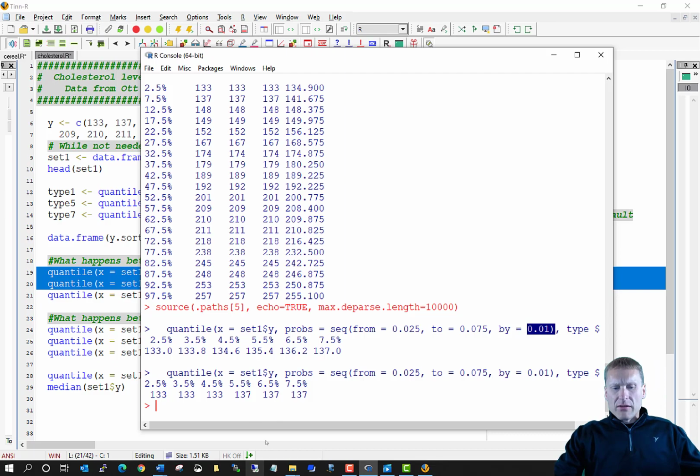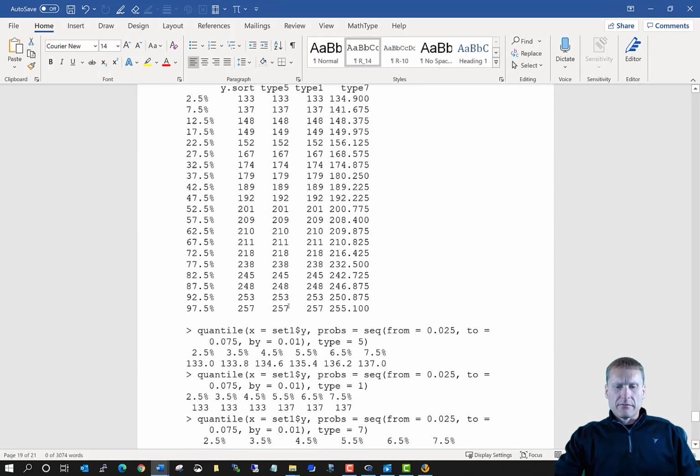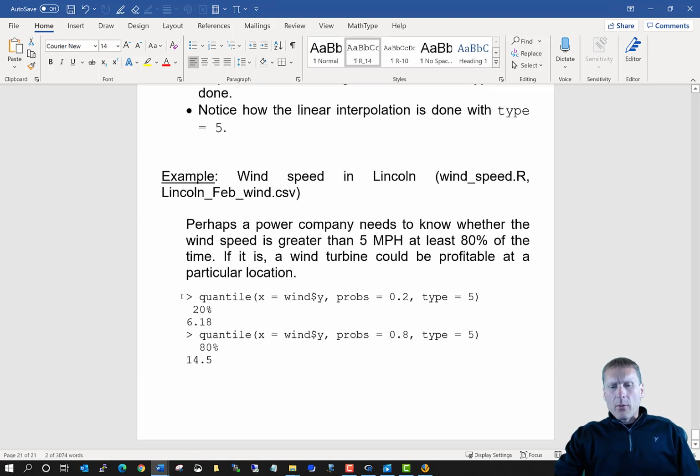Okay, so lastly, this is on page 21. Suppose you're in a situation with this wind speed data set. You're working for a power company, a utility company, and suppose the company needs to know whether the wind speed is greater than 5 miles per hour at least 80% of the time. They need to know that in order to decide if they want to put a wind turbine in a particular location. To be greater than 5 miles per hour at least 80% of the time, you're looking for the 0.2 quantile, or the 20th percentile. In this particular case, for our data set, that 20th percentile is 6.18. So indeed, Lincoln would satisfy those particular conditions.